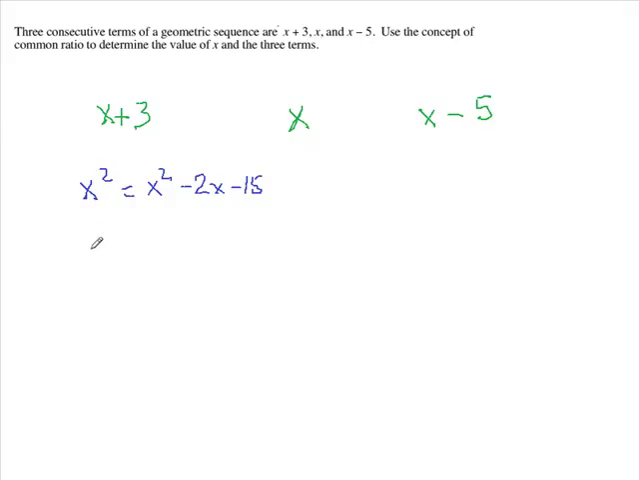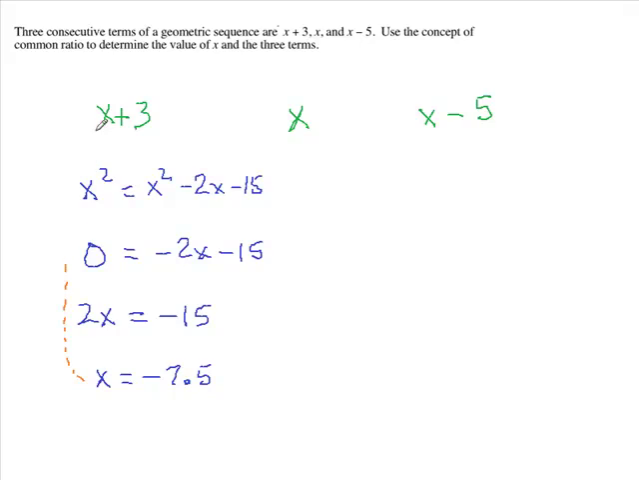We can subtract x squared from each side and we get 0 equals negative 2x minus 15. Add 2x to each side. Divide by 2. x must be negative 7.5. Okay, is that an answer? I can't tell at a glance, but if we know what x is, we can plug it in here and here and here, and that'll give us actual numbers, and then we can look at those and decide if they are in a geometric relationship or not.